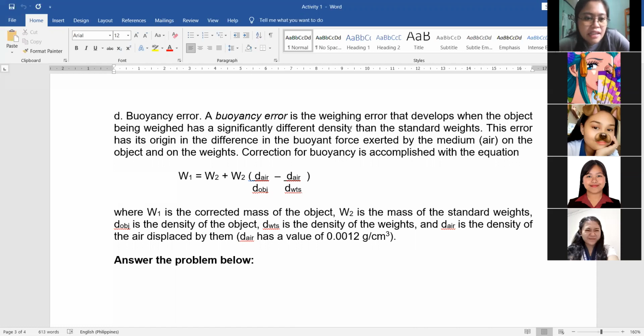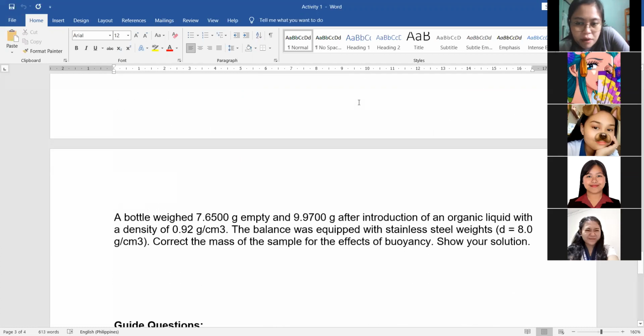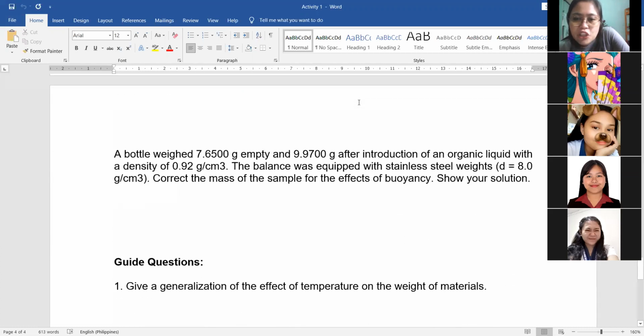And then DOBJ is the density of the object. And DWTS is the density of the weights. Now, the density of air is given. This is constant. We have 0.0012 grams per cubic centimeter. So, in the activity, there is one problem where you need to correct the mass. Now, you have to show the solution.